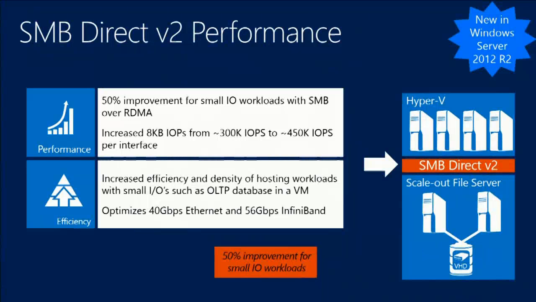Now, this is excellent for large I/O. We did have a limitation in small I/O. When you're trying to do 8K I/Os with RDMA, we actually left some performance on the table. For 10 gigabit NICs, we had no problem in 2012. But if you're using these 40 or 56 gig NICs, we weren't actually doing as well as we could.